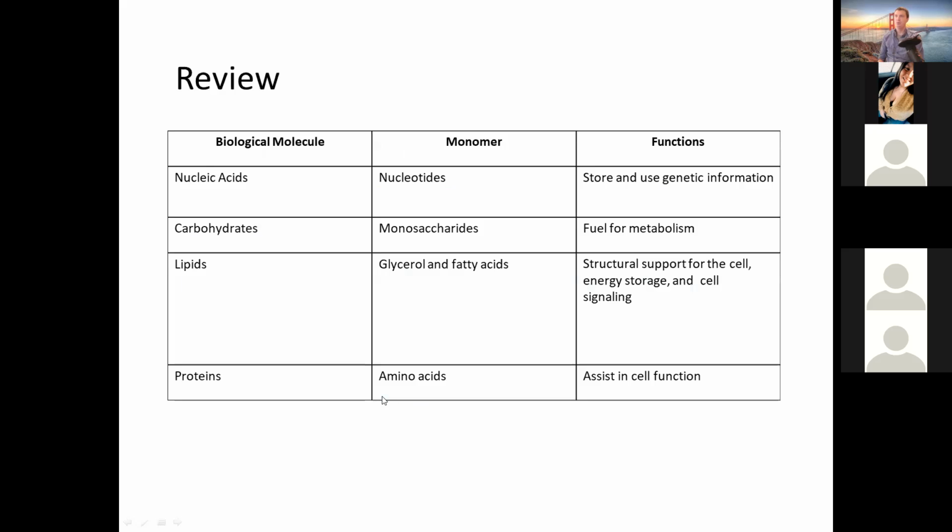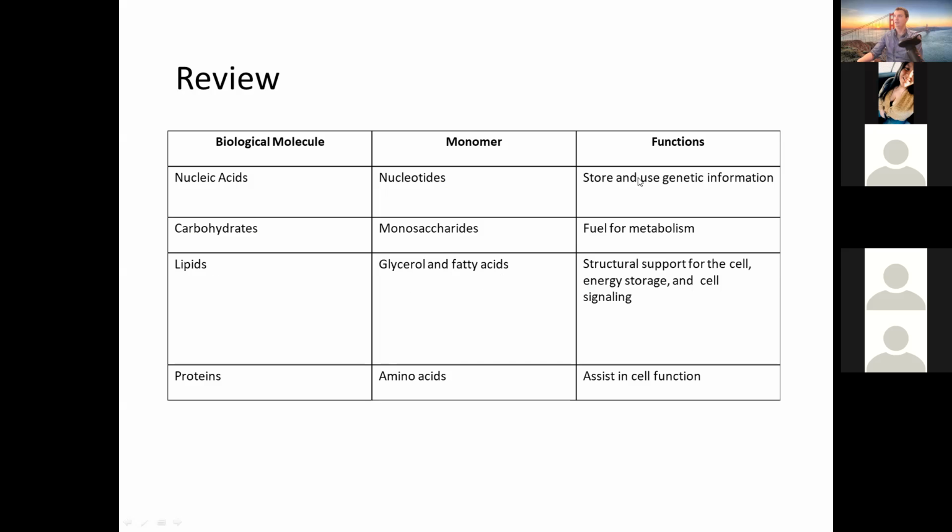Just to give you a quick review, there are 4 main macromolecules found in cells. We have nucleic acids, carbohydrates, lipids, and proteins. It's important to know what the monomer is of each of those. For nucleic acids, we have nucleotides. For carbohydrates, we have monosaccharides. For lipids, we have glycerol and fatty acids. And for proteins, we have amino acids.